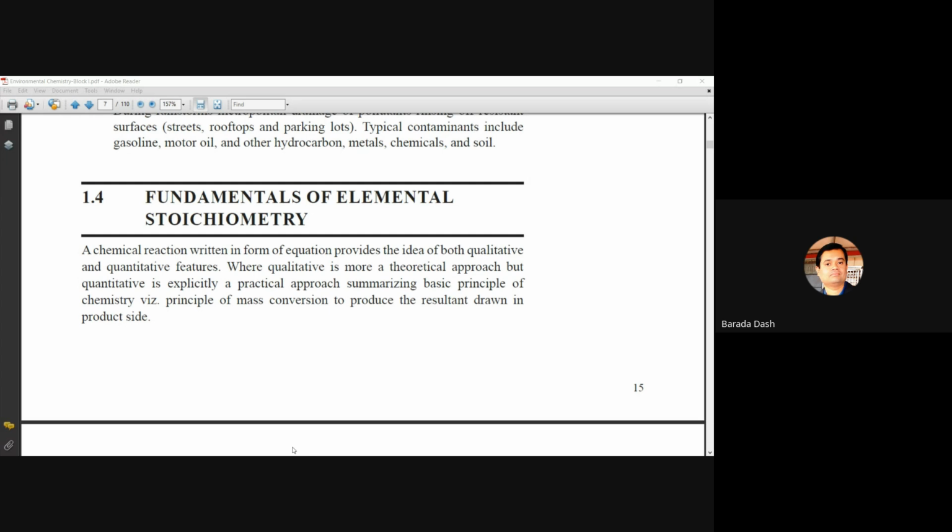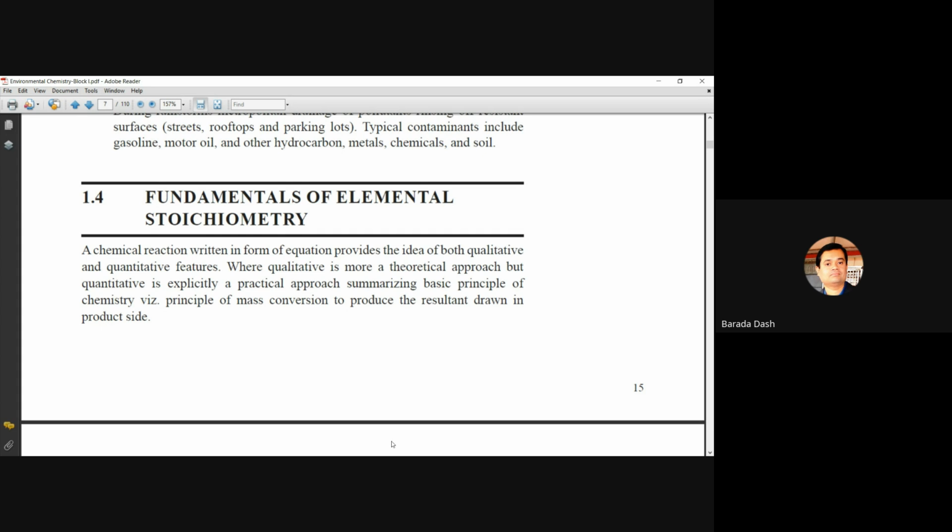Stoichiometry is basically a chemical reaction written in the form of an equation. When you write a chemical reaction in the form of an equation, it has both qualitative and quantitative features, where qualitative is more of a theoretical approach, but quantitative is explicitly a practical approach summarizing basic principles of chemistry.